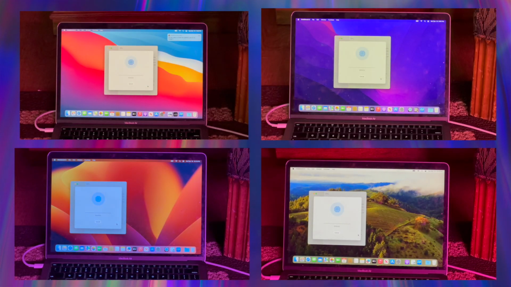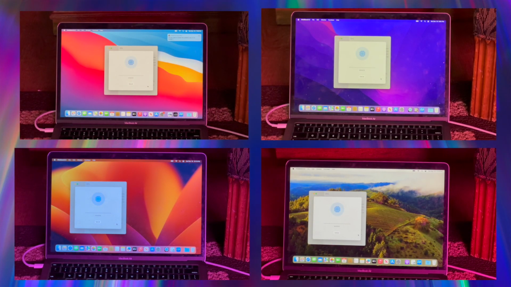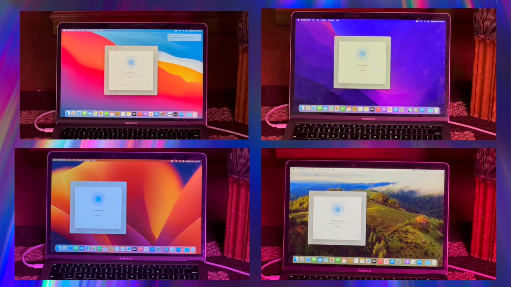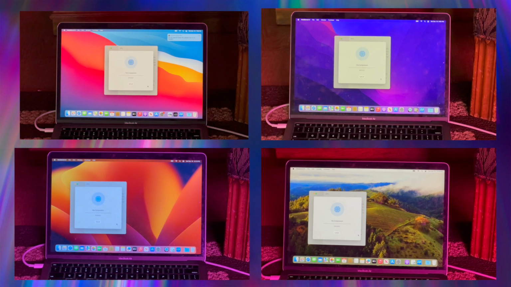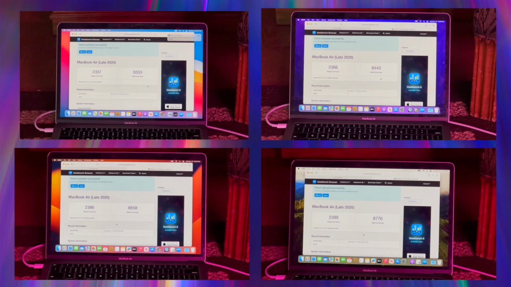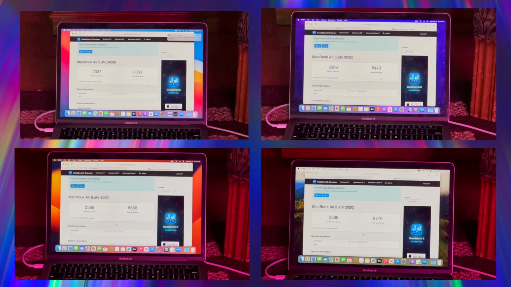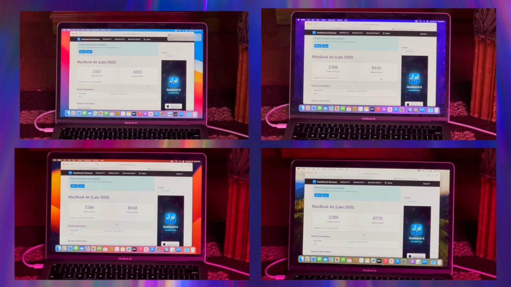Next up is the Geekbench test, the one with the highest numbers will win. Now, if they're relatively close to each other, I will be tying them and giving them the same amount of points. Now, this one is pretty interesting. For both the single and the multi-core, first place was Sonoma, second place was Ventura, third place was Monterey, and fourth place was Big Sur.